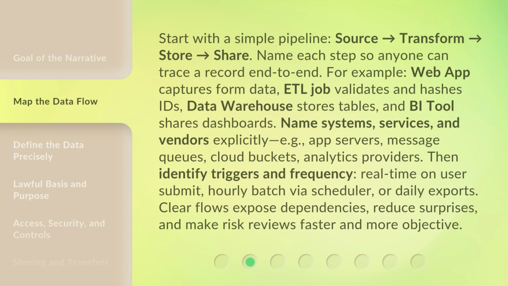Start with a simple pipeline. Source, transform, store, share. Name each step so anyone can trace a record end to end. For example, web app captures form data, ETL job validates and hashes IDs, data warehouse stores tables, and BI tool shares dashboards. Name systems, services, and vendors explicitly, e.g., app servers, message queues, cloud buckets, analytics providers.